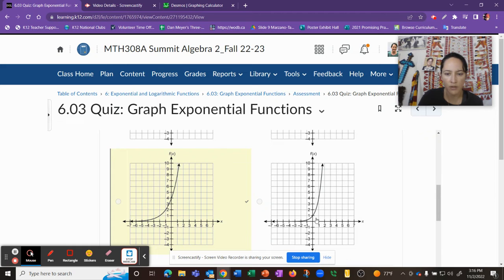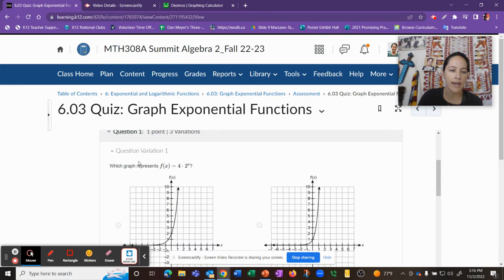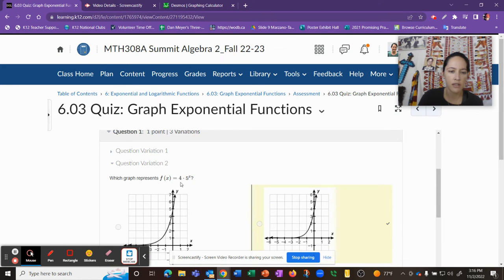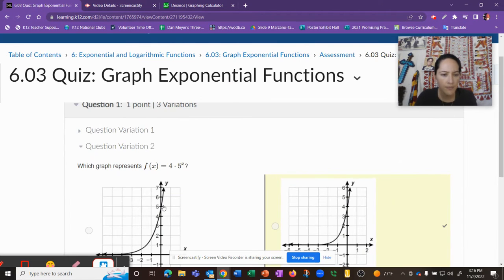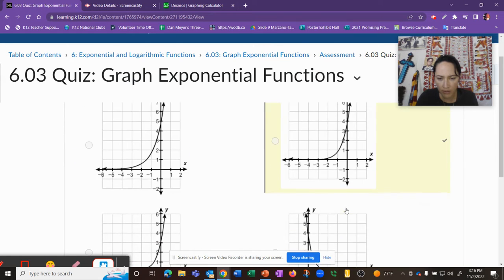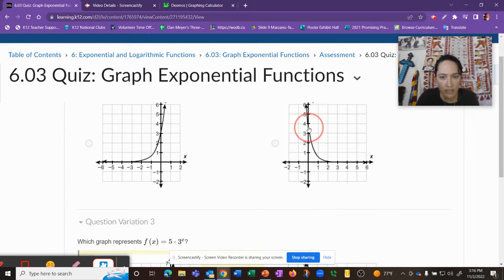Cross at 4, cross at 1. But again, whatever you have here for your variation, 4, 5 to the x, look, you might have to zoom in. That crosses at 5. That's not what we're looking for. This crosses at 4. That's good. Ooh, this crosses at 4 too, but look how it's going the wrong direction.